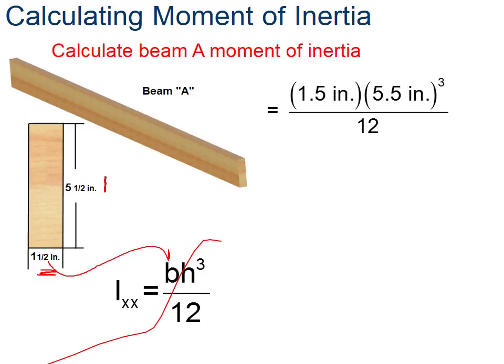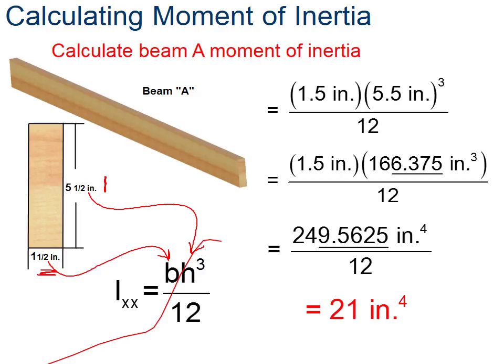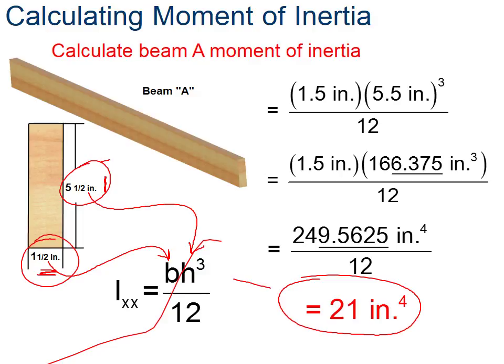Our base is going to go in here. Our height is going to come in here. We'll calculate it out with our substitutions. What we have here, our answer is 21 inches to the 4th power. So if you are given a problem that said, please calculate moment of inertia for this particular board, with it being 5.5 inches for the height and 1.5 inches for the base, my number is going to come out to 21 inches to the 4th.